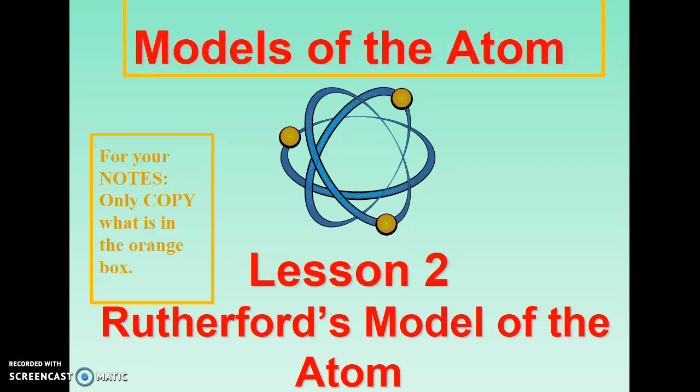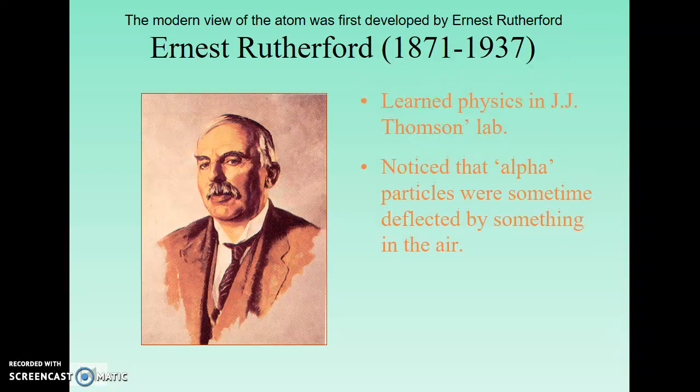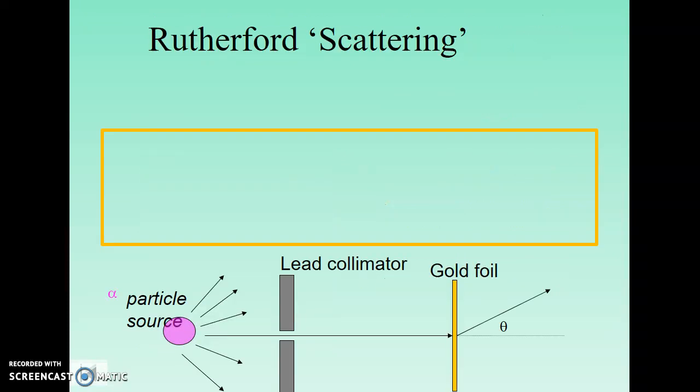This is the second lesson in this series. So we'll look more at Rutherford's model of the atom. He originally set out to prove that Thomson's model was correct experimentally. He was a student of Thomson and he worked in his lab, and so he noticed that alpha particles were sometimes deflected by something in the air. So he set up the gold foil experiment, which looks like this.